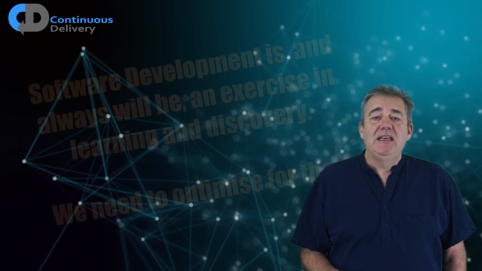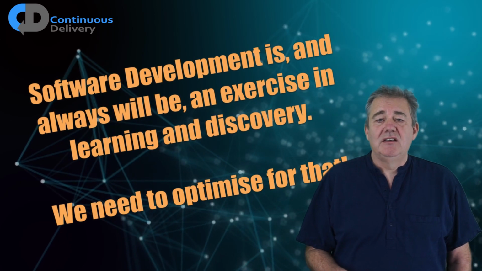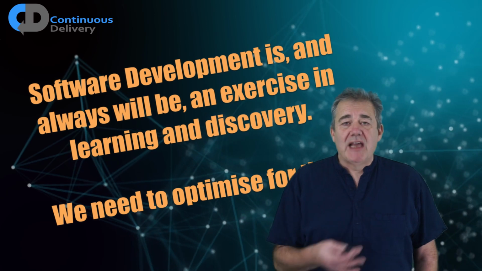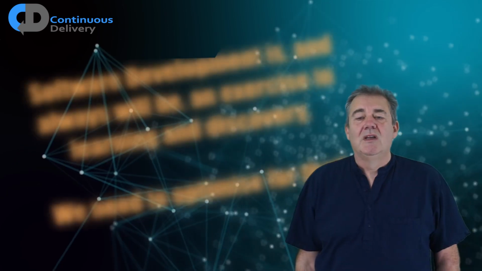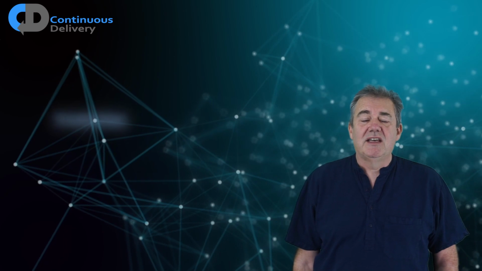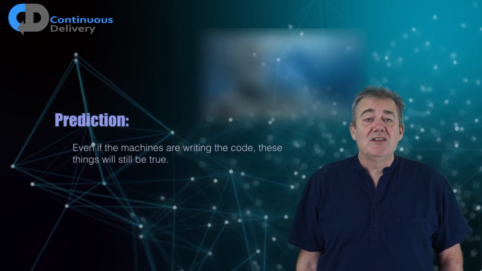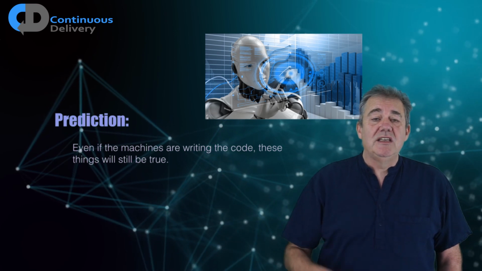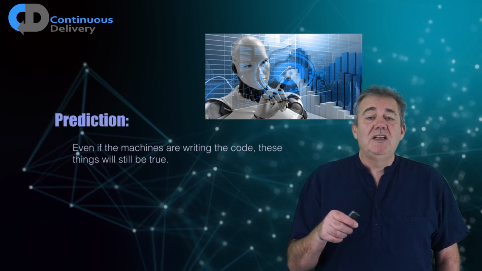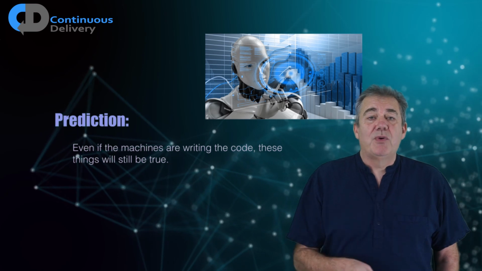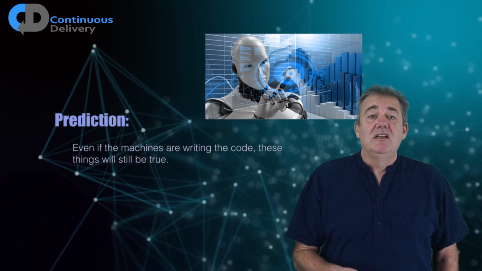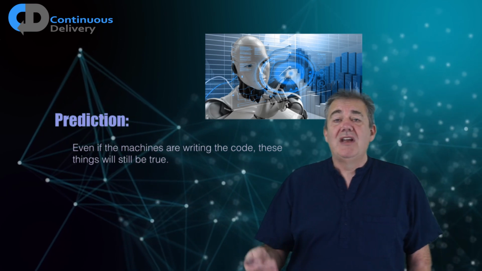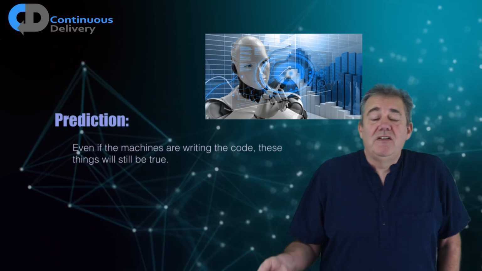Software development is and always will be an exercise in learning and discovery. We need to organise for that. We need to become experts at learning and discovery. My prediction in this context is that even if the machines are the ones that are writing the code in 100 years' time, they'll still be using these techniques, because these aren't really specific to human beings. These are appropriate to any kind of intelligence that is involved in learning and discovery. This is how you learn and discover new things, even if you are a machine.